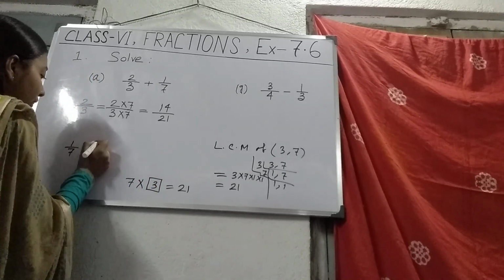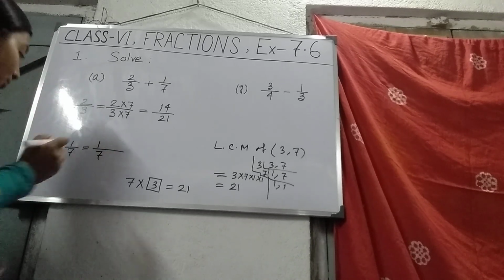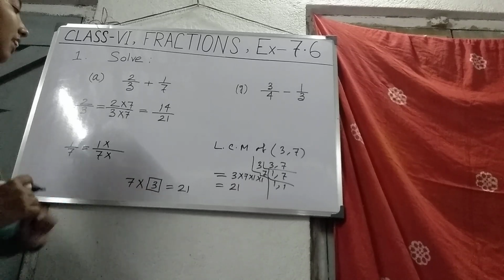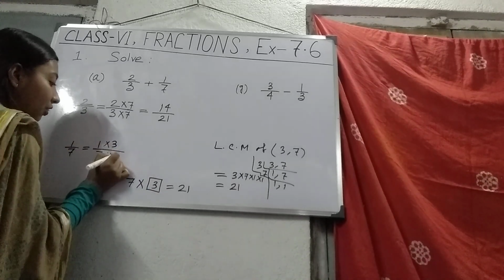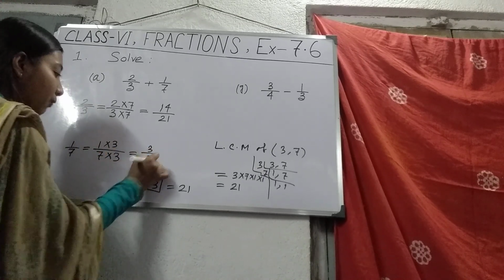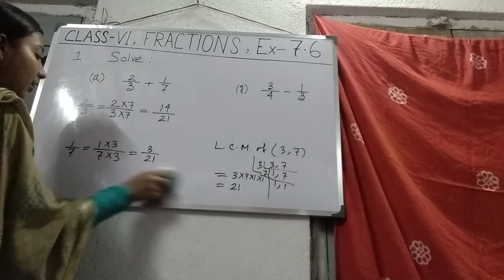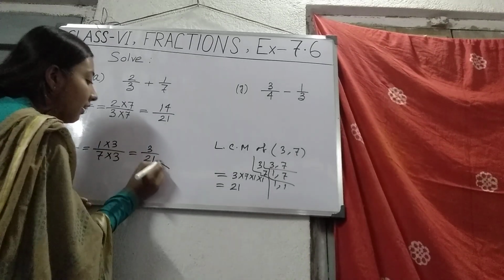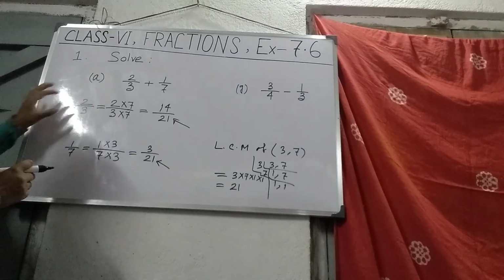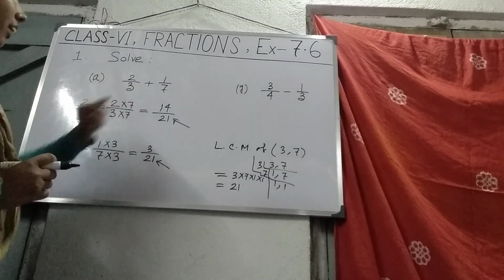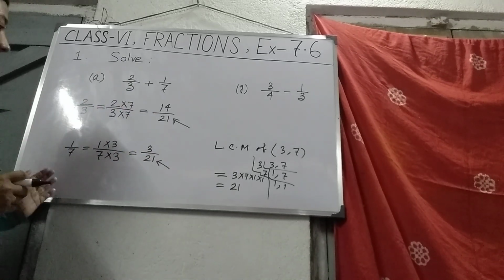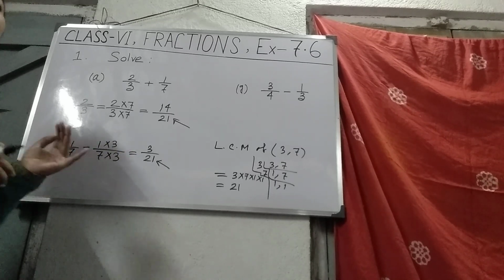So 1 upon 7 can also be written as, for this you have to multiply both numerator and denominator by this number, that is 3. So we will get 3 ones are 3 and 3 sevens are 21. Now see, both the denominators are same here. Okay. Now we can easily add them. Now in place of 2 upon 3 we can write 14 upon 21 as its equivalent fraction. Similarly for 1 upon 7 again we can write 3 upon 21 as its equivalent fraction.